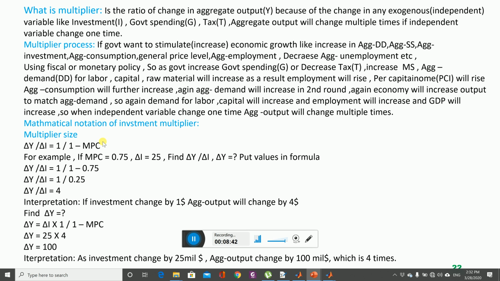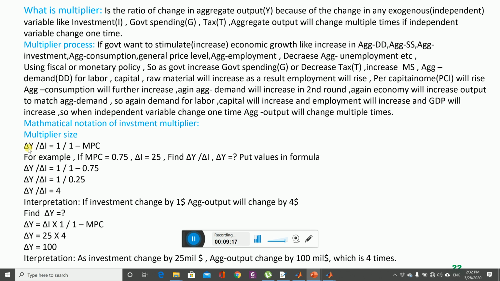MPC we have studied in the previous lectures. Marginal propensity to consume, the rate of consumption, the ratio at which Afghan people are consuming. Out of $1, how much you are consuming, how much you are saving. Whatever you are consuming out of $1, that is called MPC. Now I am using this terminology to calculate, if the government increases investment by $1, how many times the GDP of Afghanistan will change. This is the multiplier equation and we call it the investment multiplier.